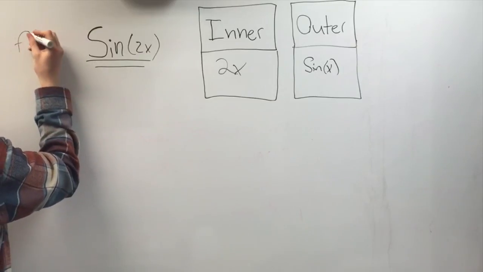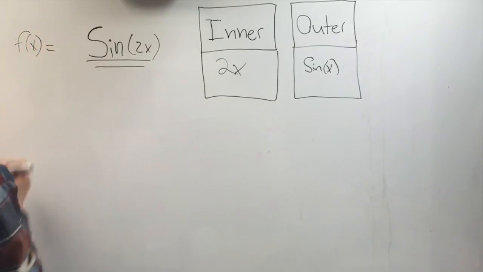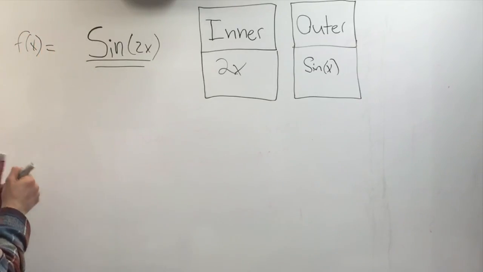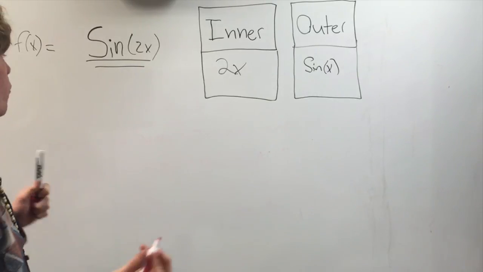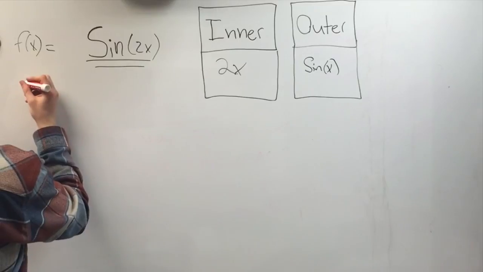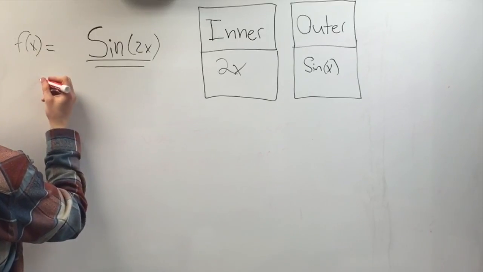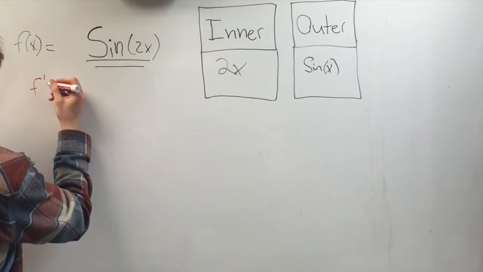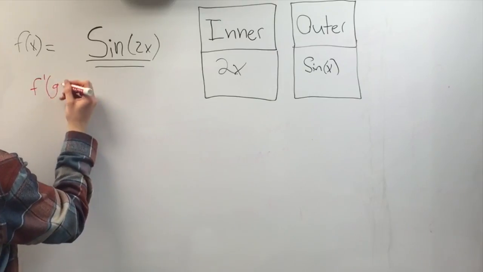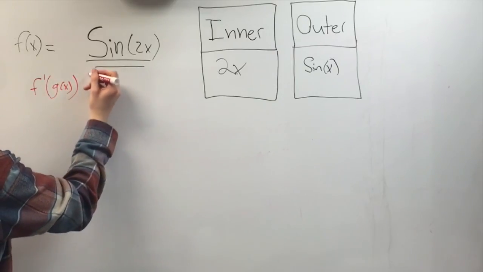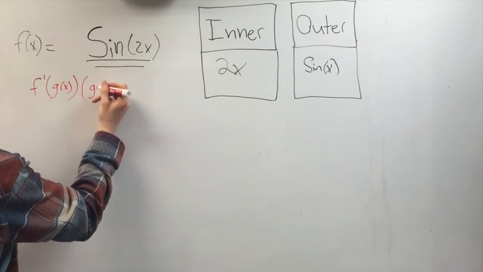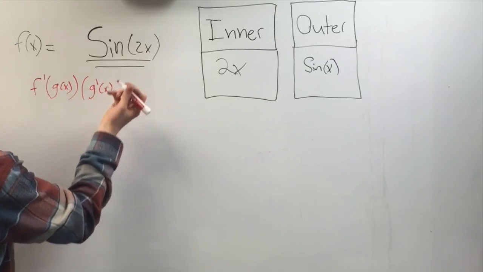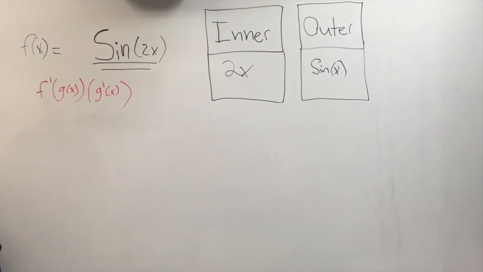So f of x equals sine of 2x. So I'm deriving this as Aguilar pointed out before. With the chain rule, it's going to turn into f prime of g of x multiplied by the derivative of g of x, g prime of x. Okay, so now it's time to derive the function.